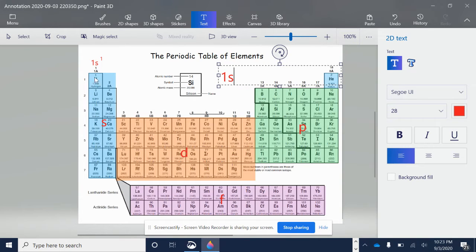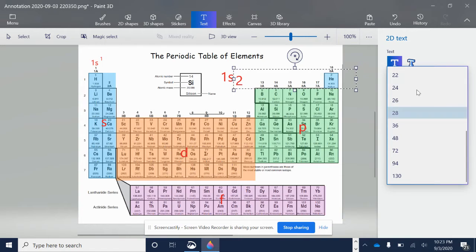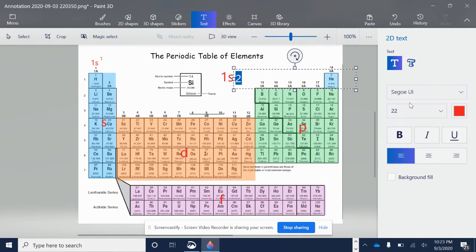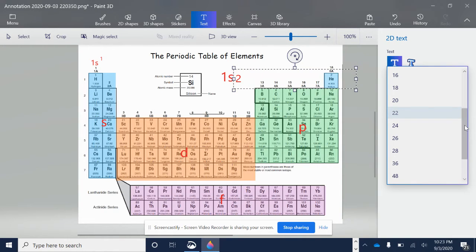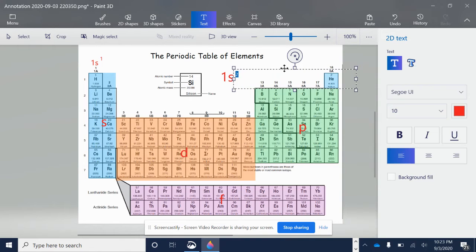I'm going to have one electron if this was hydrogen. So one electron, two electrons as I count over to helium. And so I will put my little 2 right up here. I want a very small 2. Okay, that works. So 1s2, and we're over at helium.